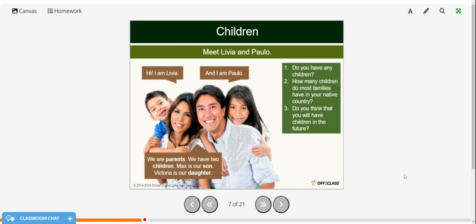Right, now we're going to talk about the word children. We're going to meet Livia and Paolo. So the woman says, "Hi, I am Livia," and the man, "And I am Paolo. We are parents. We have two children. Max is our son," so this is Max, "and Victoria is our daughter." So son and daughter.